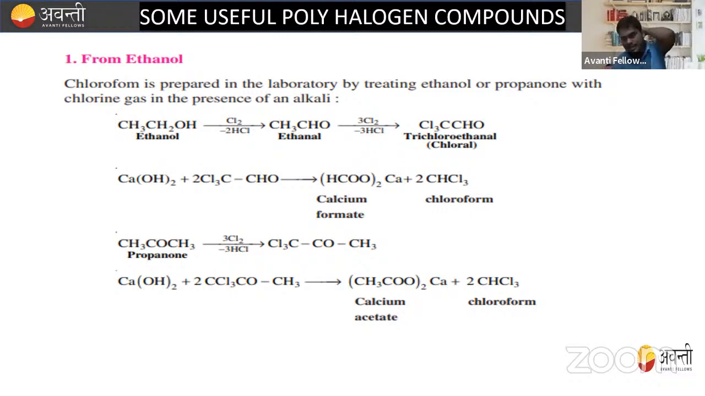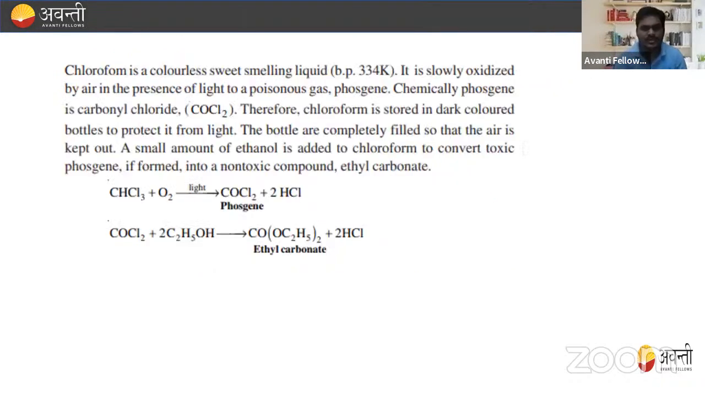So this is how you can prepare chloroform. On a similar basis, you can also prepare it from propanone, when propanone is treated with 3Cl2 in the presence of HCl, forming CCl3COCH3. Again, when this is treated with calcium hydroxide, we get calcium acetate and chloroform. So these are the two ways by which you can prepare chloroform.